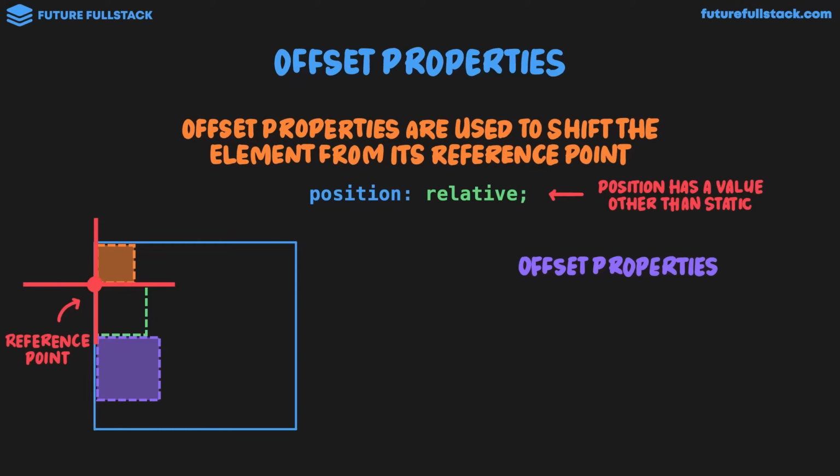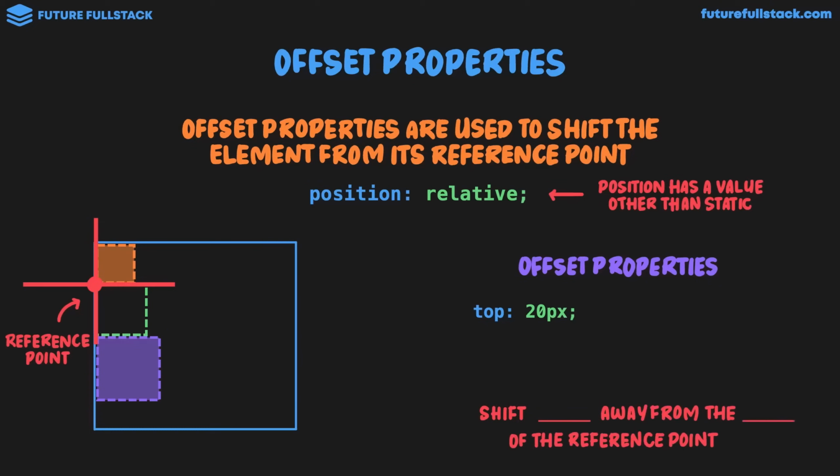There's 4 of them. The first offset property is top, and in this example, it has a value of 20 pixels. Now for me, I find these values a little bit counterintuitive. So to help, I've come up with this sentence for how to think about them. So for the case of top, what this means is that you shift whatever the value is, in this case 20 pixels, away from the, and then the property top of the reference point. So let's read that out again. If you applied top 20 pixels to the element, what this would do is shift 20 pixels away from the top of the reference point.